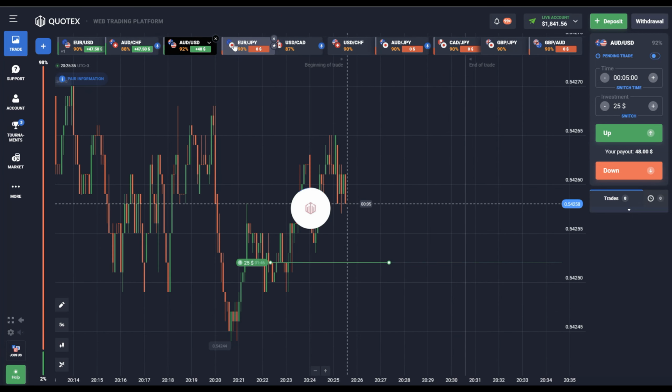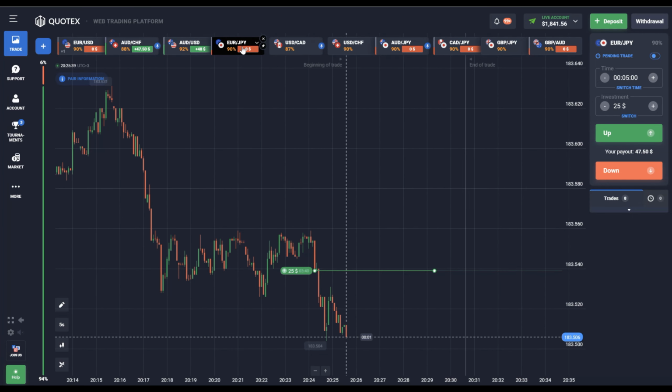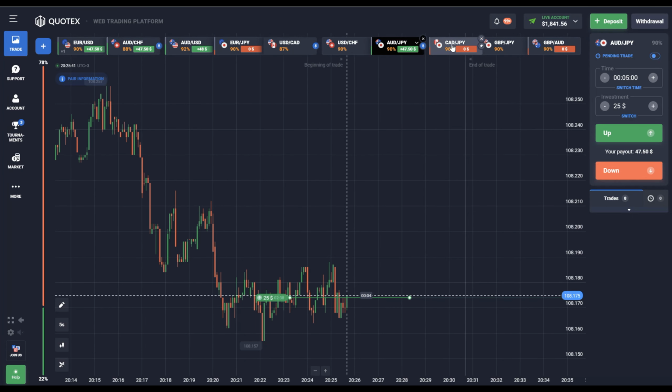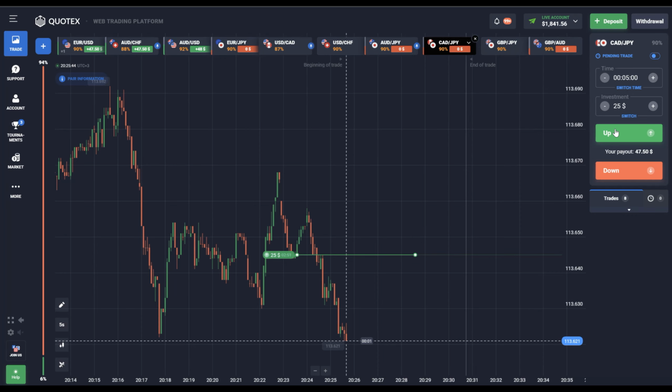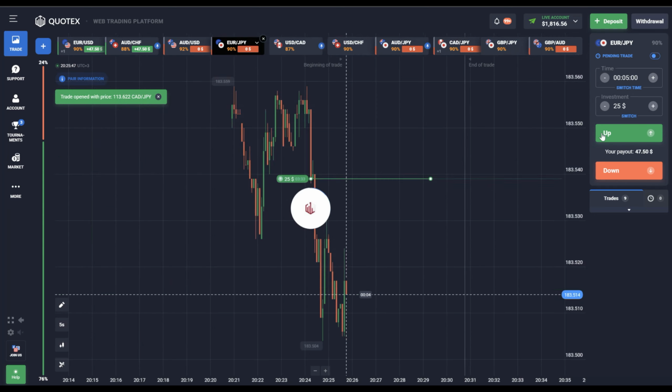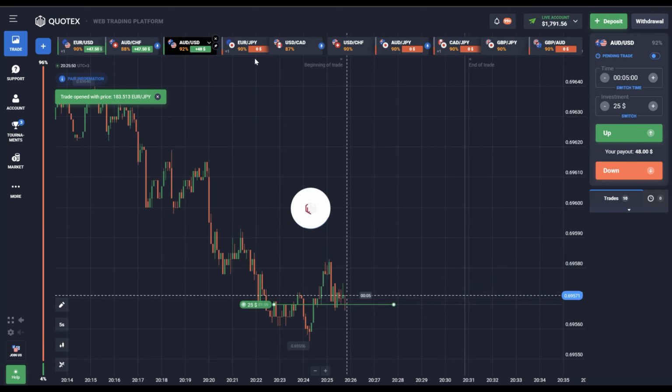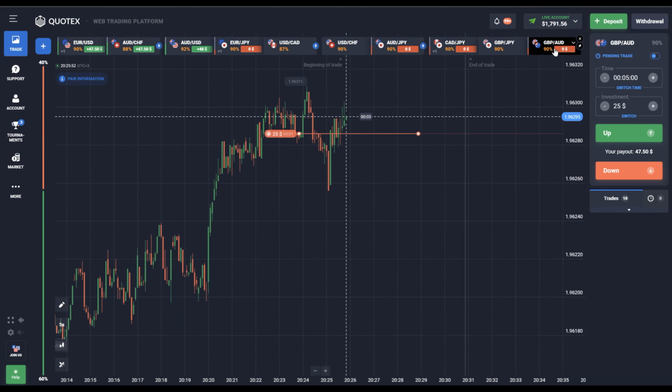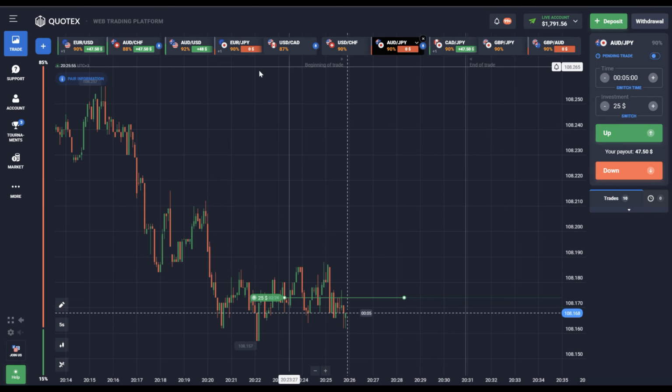A total of 8 trades are open so far, and yes, there is actually a pretty good chance that some of these trades will close at a loss. The only question is, which ones? Let me probably duplicate the Canadian dollar, yen, and euro yen as well. That's it, 10 trades. I think that's more than enough for this trading session. We'll wait for the trades to close.